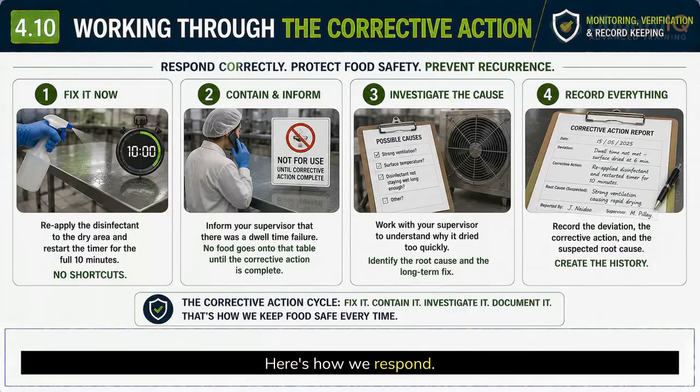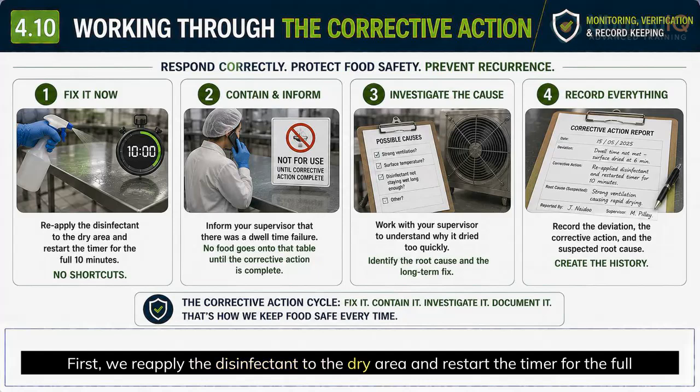Here's how we respond. First, we reapply the disinfectant to the dry area and restart the timer for the full 10 minutes. No shortcuts. Second, we inform our supervisor that there was a dwell time failure. No food goes onto that table until the corrective action is complete.